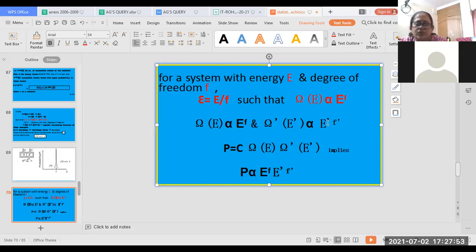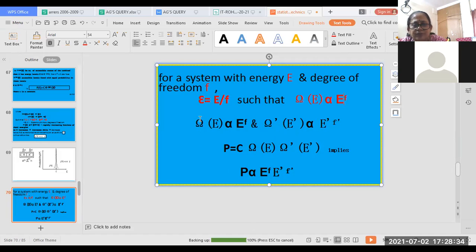Now you take these two values into the definition of the probability. Where is the definition of the probability? I wrote in an earlier slide, two slides back, that total probability is the product of omega E and omega dash E dash. I am using that equation now. So I write the total probability as proportional to the product of omega E and omega dash E dash. Now you remove the proportionality and you get a constant here. C is the constant.